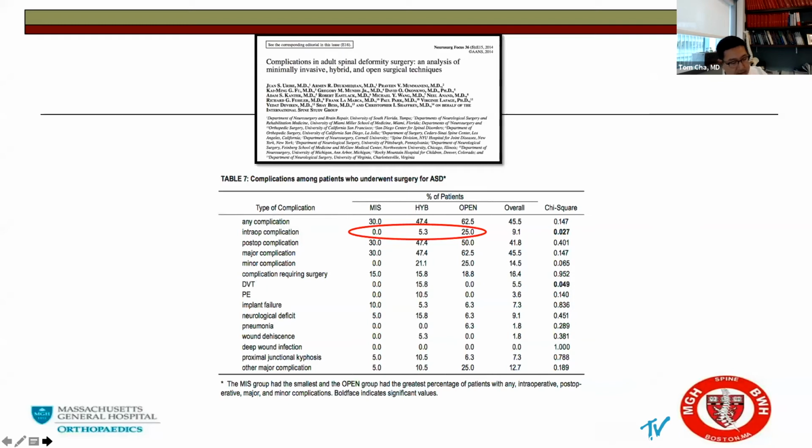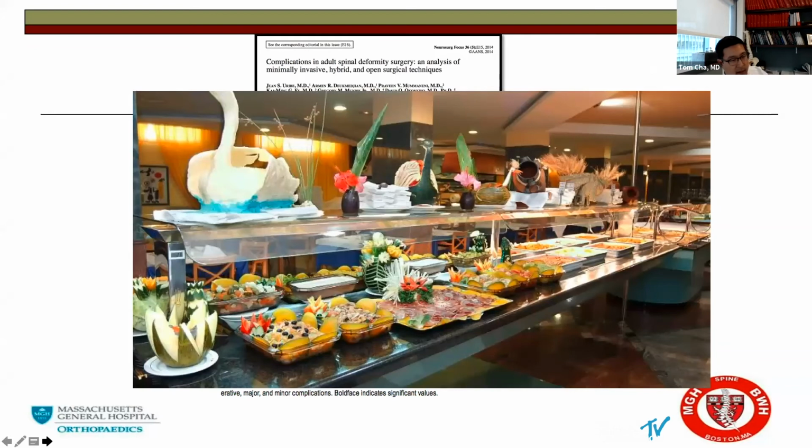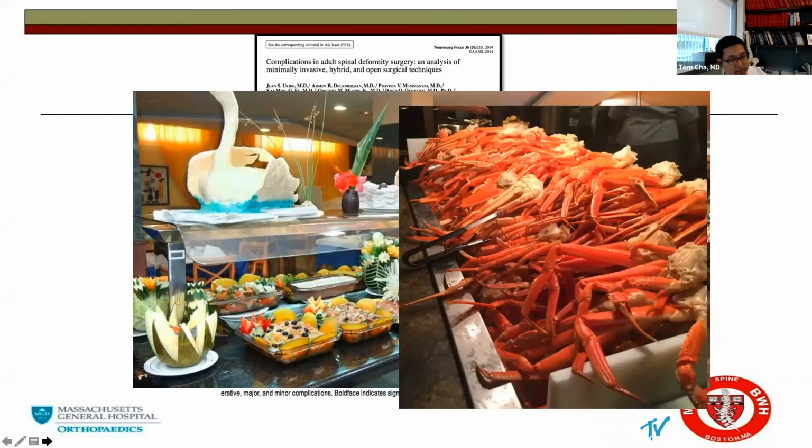So the ability to access that space with comparably less risk compared to open type procedures, and the complications, are like going to that same buffet and heading straight for the crab legs.